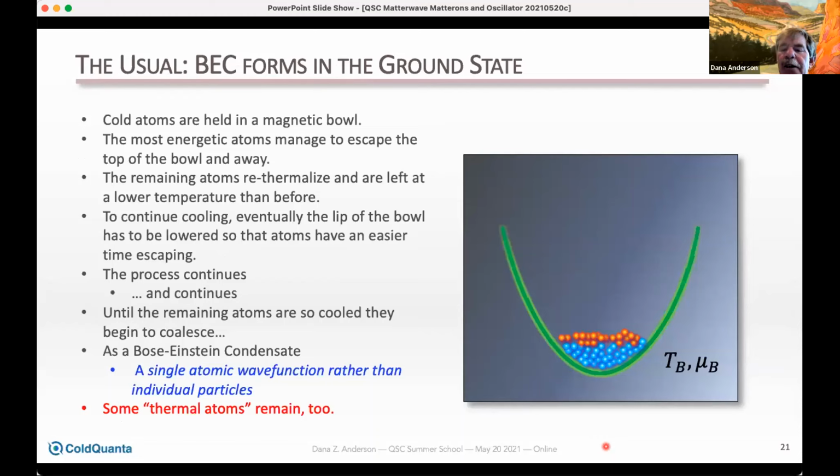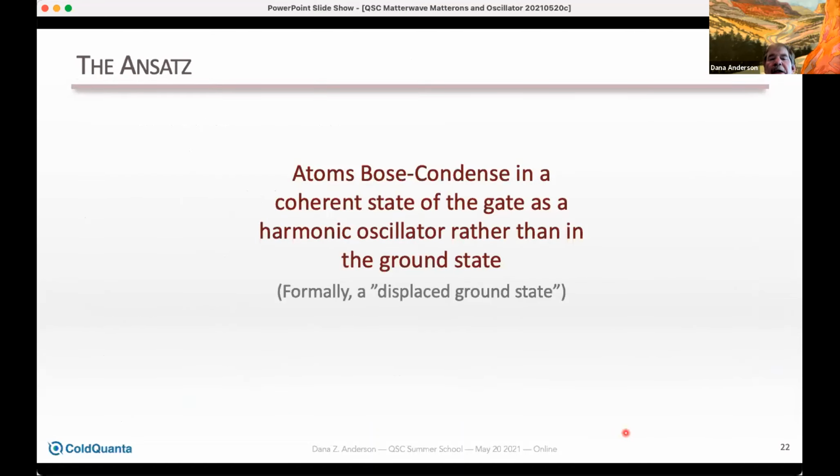All right, here's my BEC again, just the same slide I had before, but I want to get back to the oscillator. To work out the theory of the Atomtronic oscillator, we have an ansatz, which is very unusual, unintuitive, and at first seemingly unreasonable. That ansatz says that in the gate, a Bose condensate will develop, which we know from experiments happens in an initially empty gate, but that it will develop in a coherent state of the gate rather than in the ground state. Formally, it's called a displaced ground state. And because the BEC has many atoms, we don't mean a many-body coherent state, we mean a massive coherent state that just oscillates back and forth.